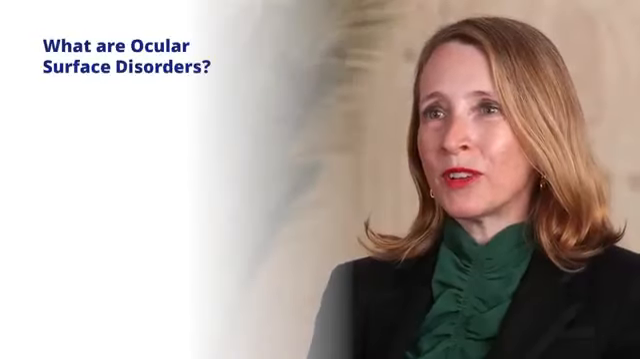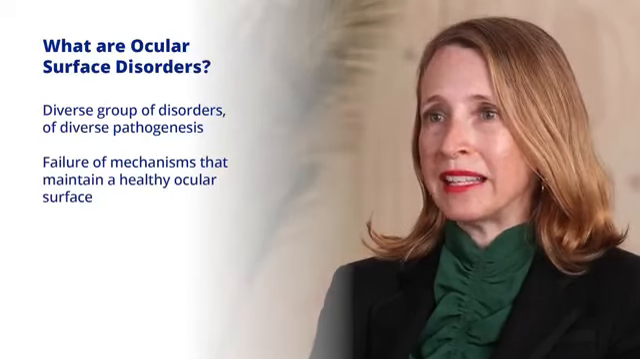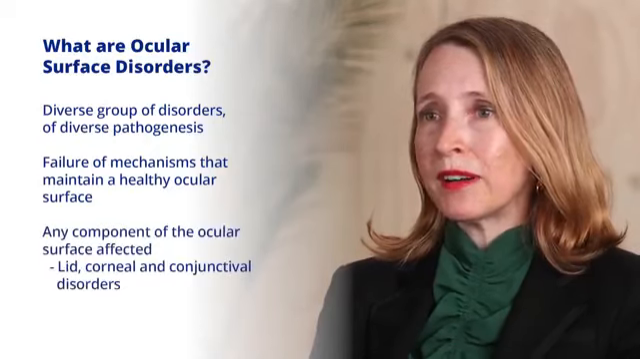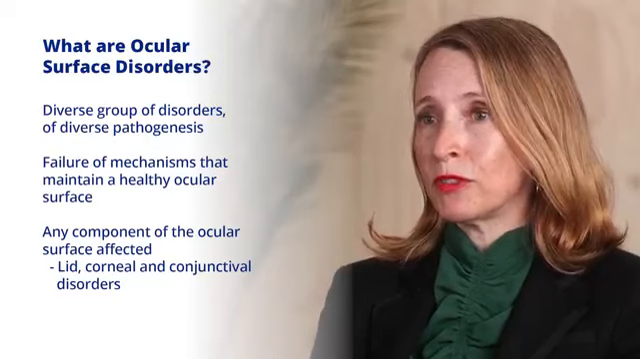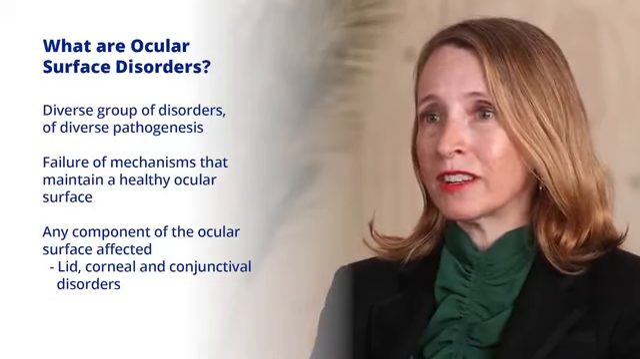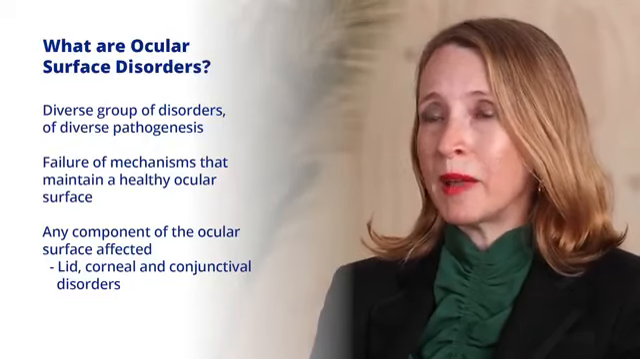So what are ocular surface disorders? Well, they're really a diverse group of disorders that come from a range of causes. But the basic thing underlying all ocular surface disorders is that there's a failure of mechanisms that maintain the health of the ocular surface. And it can arise through any component of the ocular surface being affected. It may be the lids, the cornea, the conjunctiva, corneal innervation, tears. There are many causes.